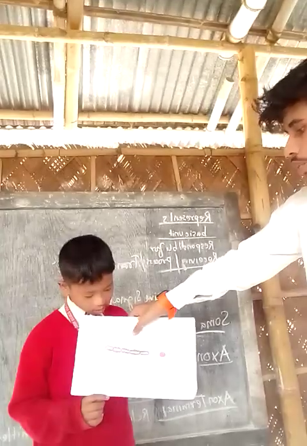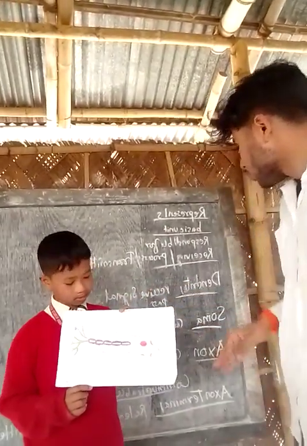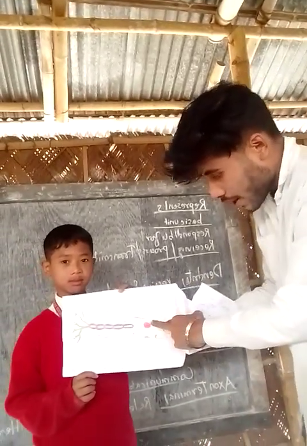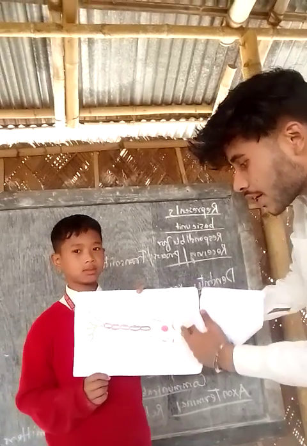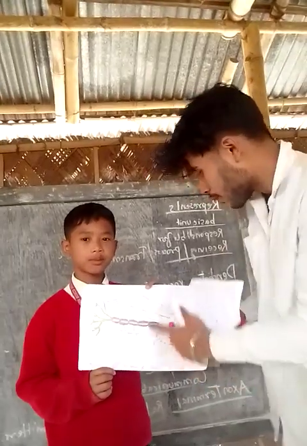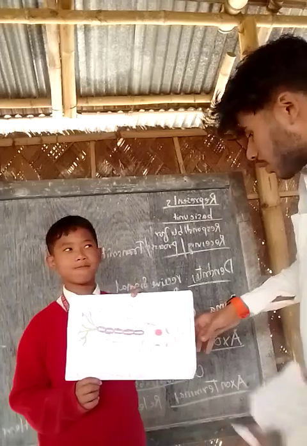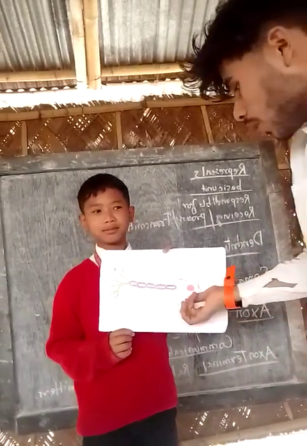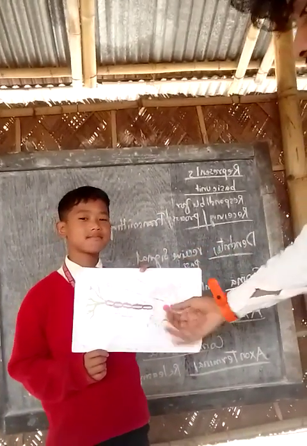Next we have the soma. It's also called the cell body. Look at this. Here, near the soma, there is a nucleus which is situated in the center part of the neuron. So what is the function of the soma? The function of the soma is that it controls the nucleus.